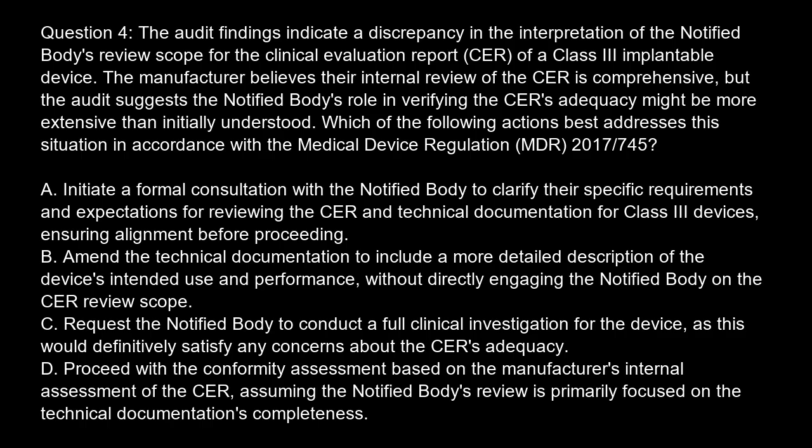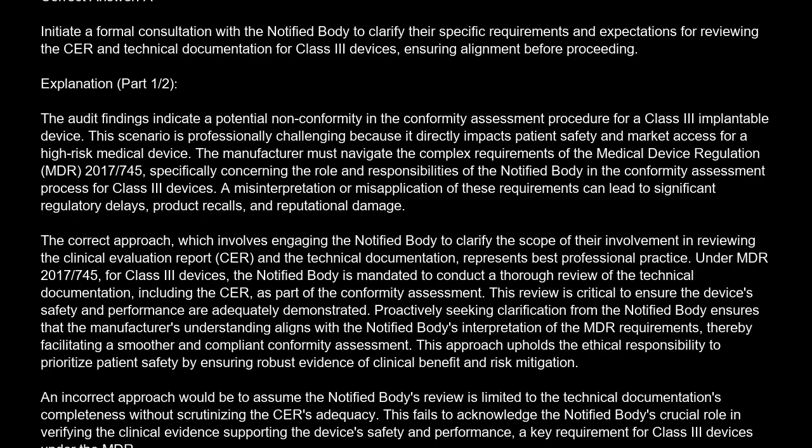Option D. Proceed with the conformity assessment based on the manufacturer's internal assessment of the CER, assuming the notified body's review is primarily focused on the technical documentation's completeness. The correct answer is A. Initiate a formal consultation with the notified body to clarify their specific requirements and expectations for reviewing the CER and technical documentation for Class III devices, ensuring alignment before proceeding.